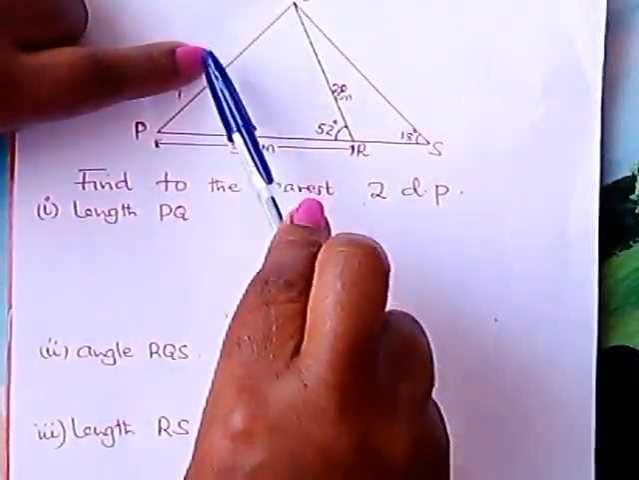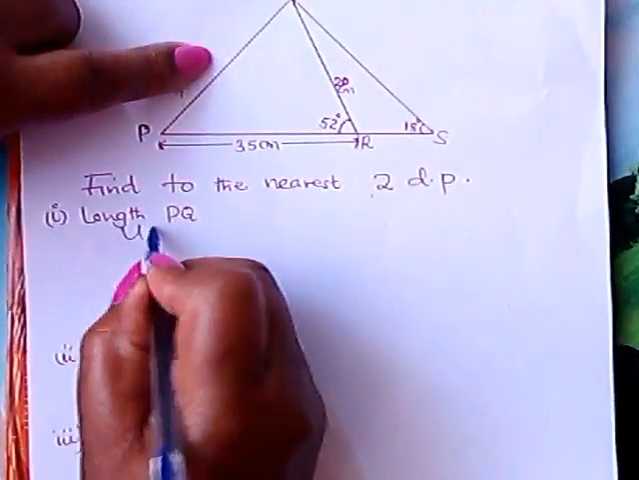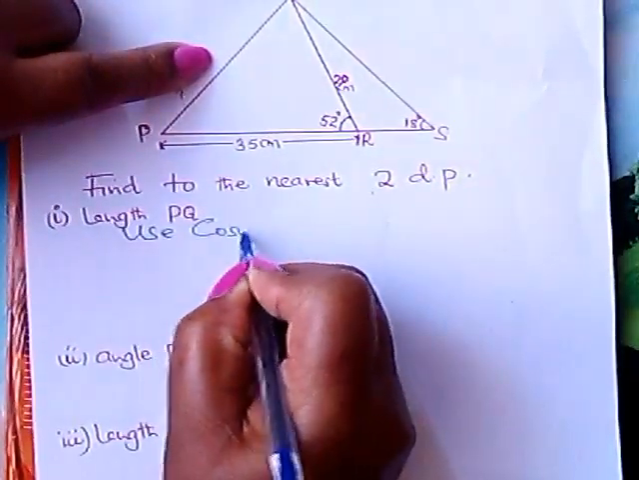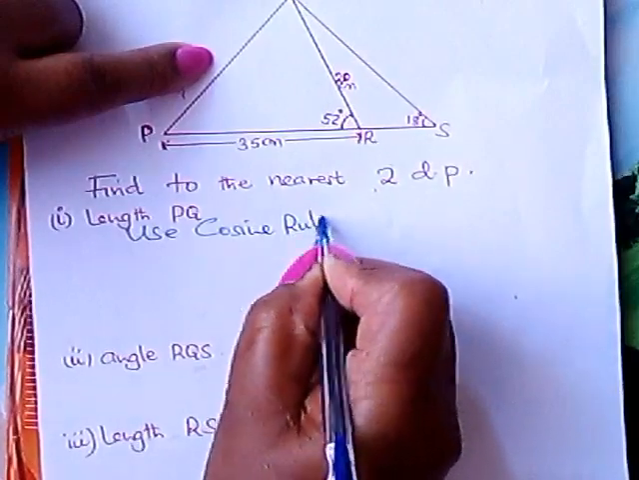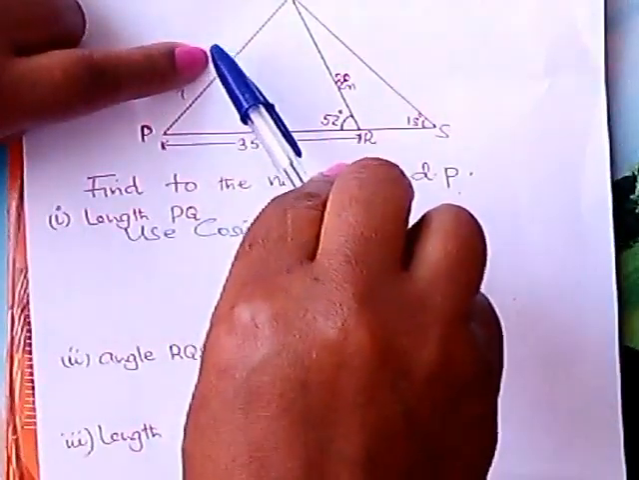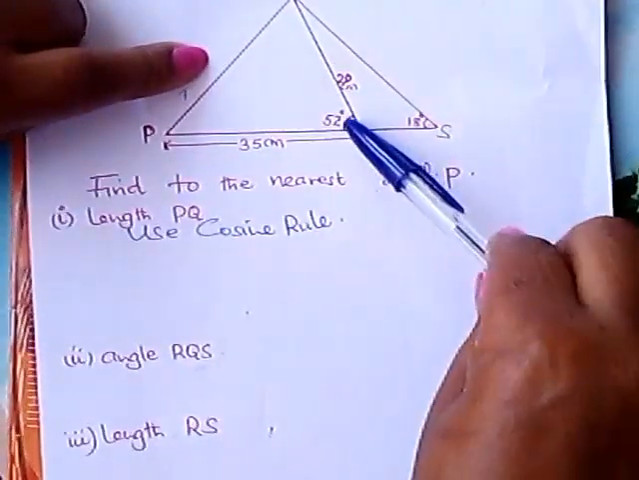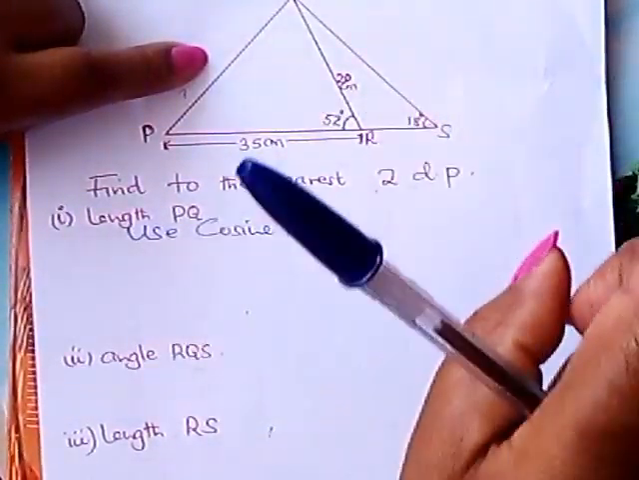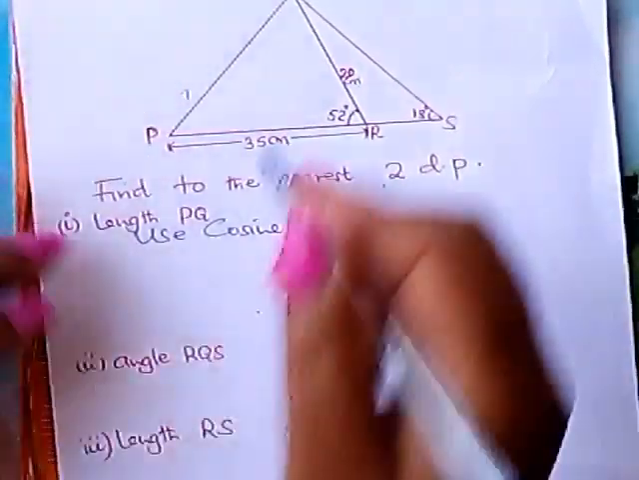To get this side, learner, you use cosine rule. If you are given two sides and an included angle, to get the side opposite the angle, you use cosine rule. So how do you use cosine rule?